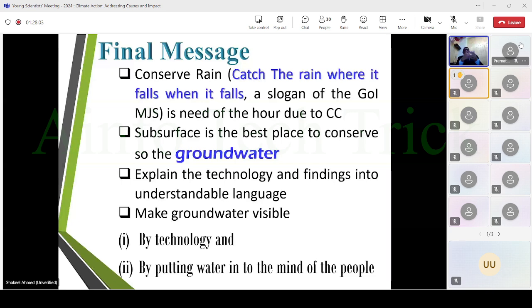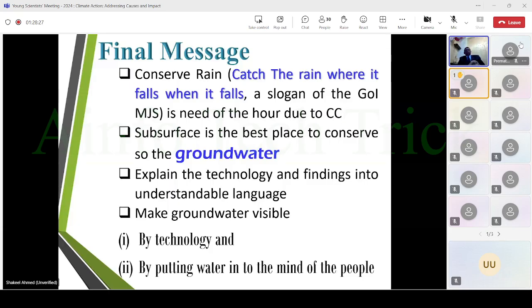Scientists can provide only the geoscientific knowledge, but then the work has to be carried out. Implementation has to be done by society, by the farmers. That's why the technology has to be explained to them in a different language. What you have to do is make the groundwater visible, because groundwater is normally invisible, and it has to be made visible by technology, because I have shown you the technology.